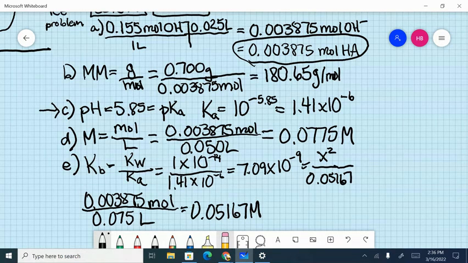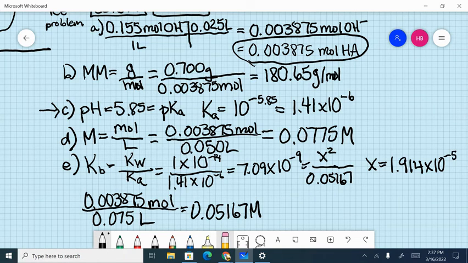So you've got that 7.09 times 10 to the minus 9 in your calculator. Do a quick times 0.05167, enter. Then you can do second square root of second answer, and that gives you the value for x of 1.914 times 10 to the minus 5.